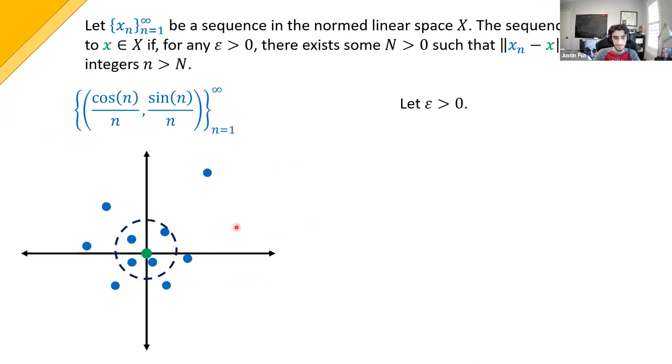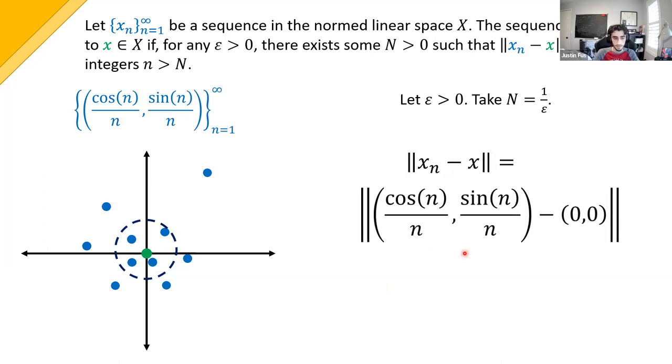Let's do a proof. So we fix an epsilon greater than zero. We want this to be arbitrary to show no matter how big our ball is, there's always some blue points that eventually are all inside of it. We claim that this big N, taking it to be 1 over epsilon, will do the trick. So to see that, if you look at any xn point in our sequence, so any of these blue points, and you find its distance from 0, that looks exactly like this. So we're taking any point and finding what the difference it is with 0, 0, and then finding that norm.